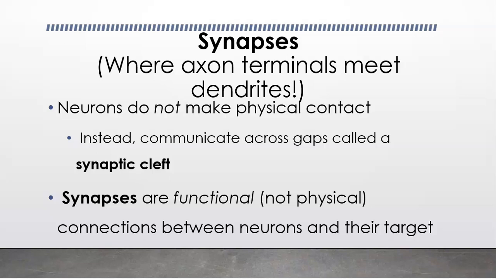And so when we're talking about a synapse, what we're talking about are functional connections between neurons and their target. Their target is usually another neuron. However, it can be a glial cell. So remember, those are those helper cells. It can also be a functional connection between a neuron and a muscle. And that's how we get muscles to move and contract, is through these synapses.